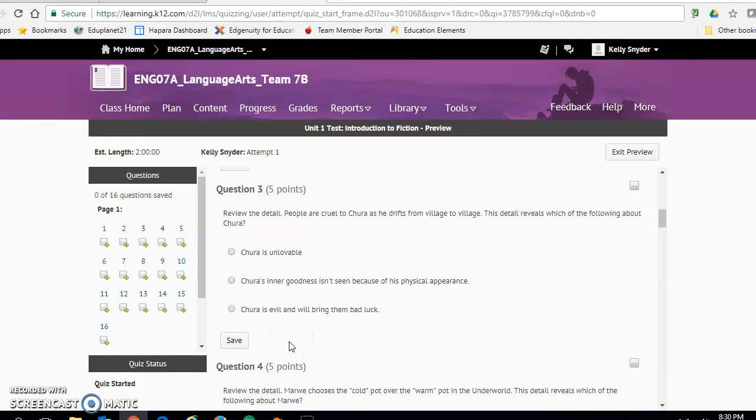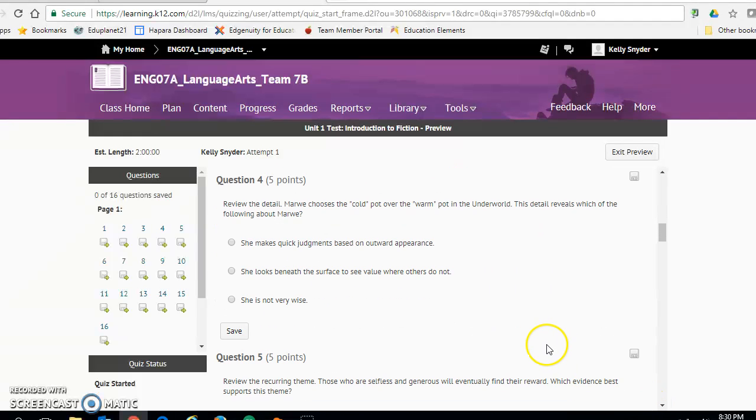Question number 3 says, review the detail. People are cruel to Chura as he drifts from village to village. This detail reveals which of the following about Chura? Number 1, Chura is unlovable. Number 2, Chura's inner goodness isn't seen because of his physical appearance. Or number 3, Chura is evil and will bring them bad luck. You can pause while you do question number 3.